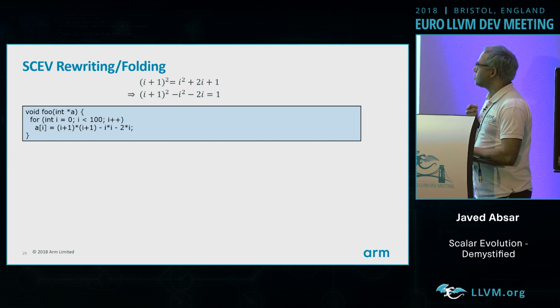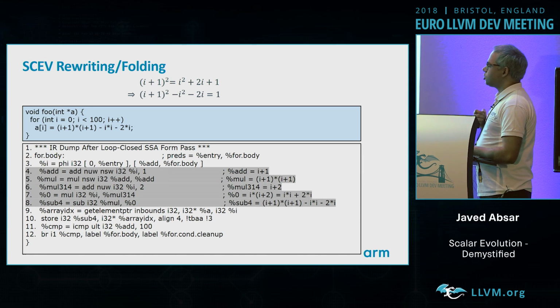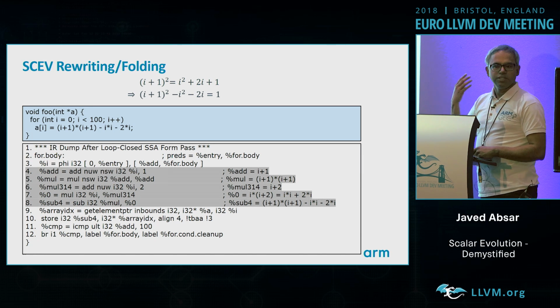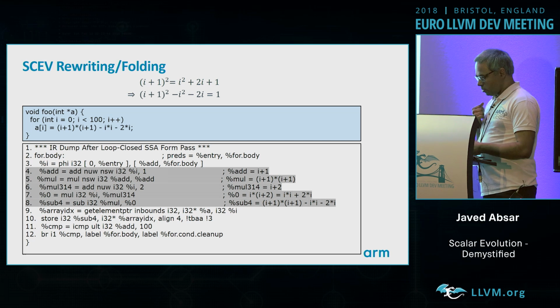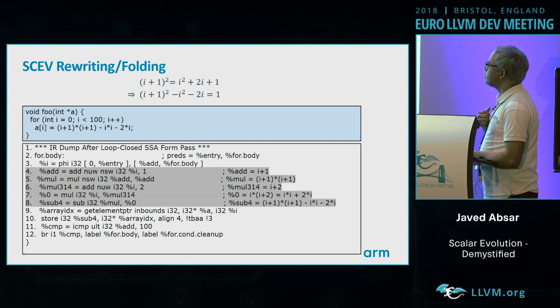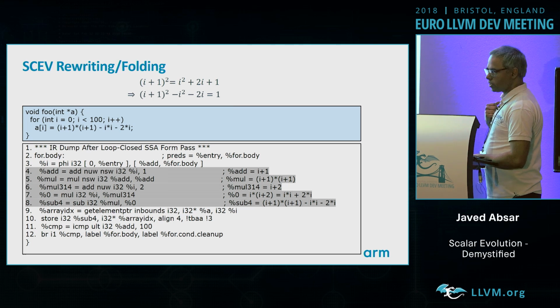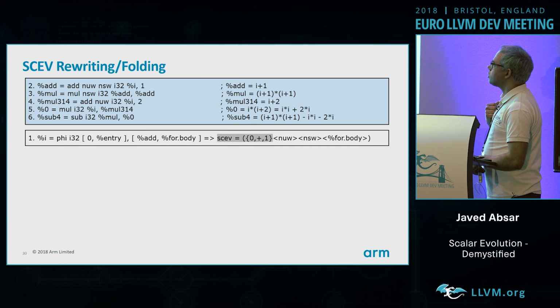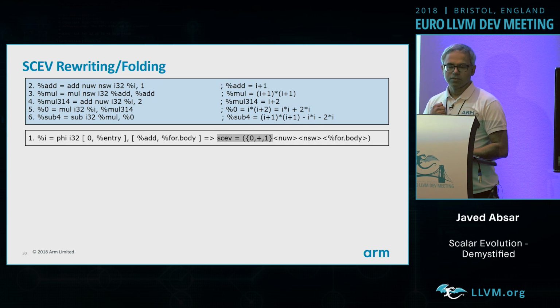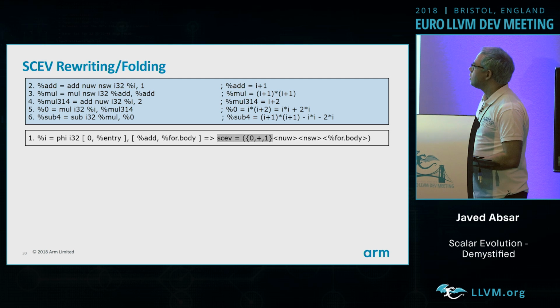Can SCEV figure it out? Let's have a look. At this stage, this is LLVM IR after some initial passes have run, and they didn't do a good job. So it's still doing an add, it's doing I plus 1 here, it's doing I plus 1 whole square. It has done some refactoring, so it's doing not I square plus 2I, but I plus 2, and then multiplying it out. And then doing a subtraction. So it's doing everything. And then we run SCEV analysis, and let's see if it can do a better job.